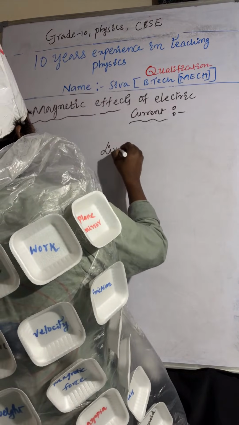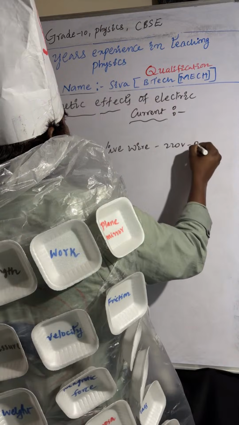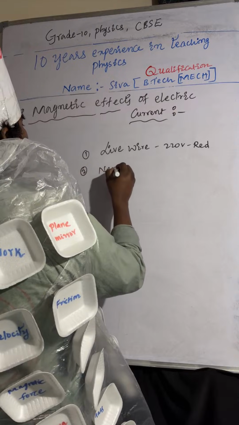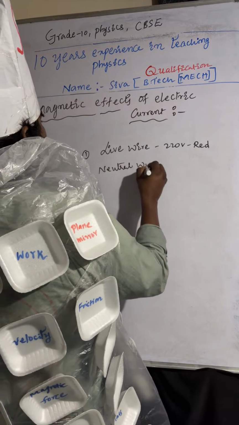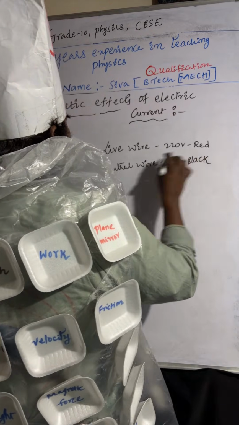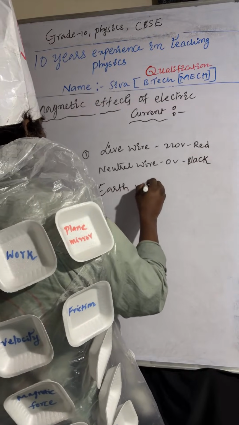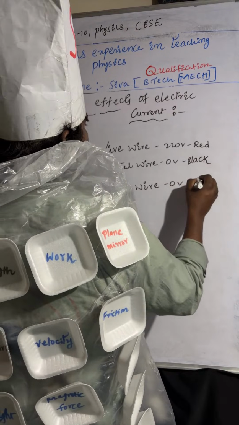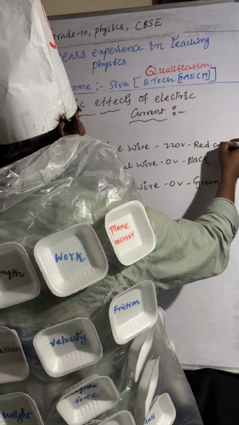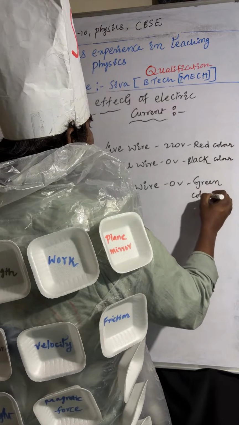And coming to the next one, that is live wire. Live wire potential is 220 volts, red in color. The second one is neutral wire. Neutral wire is 0 volts, black in color. And coming to the third one, earth wire: 0 volts, green color. Understood? So red color, black color wire, and green color wire.